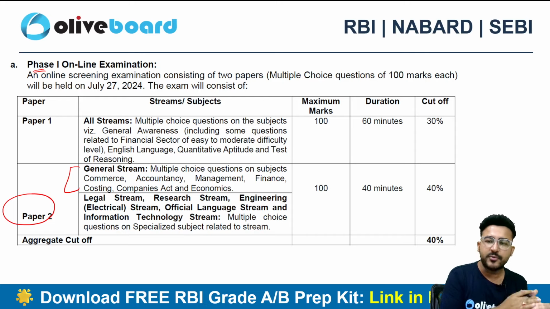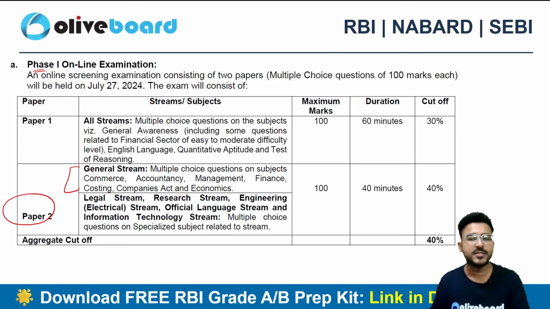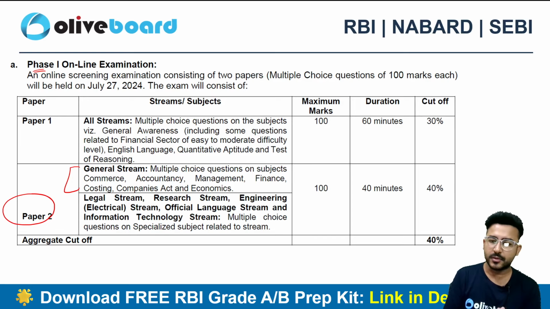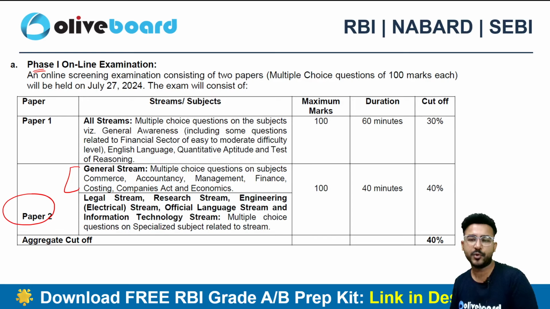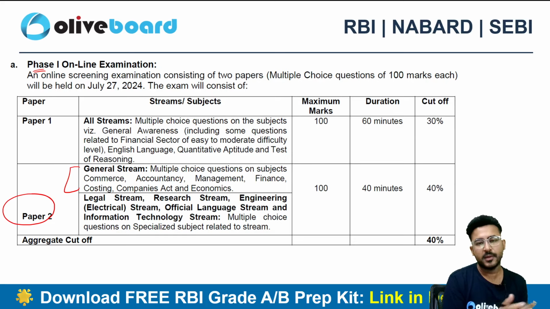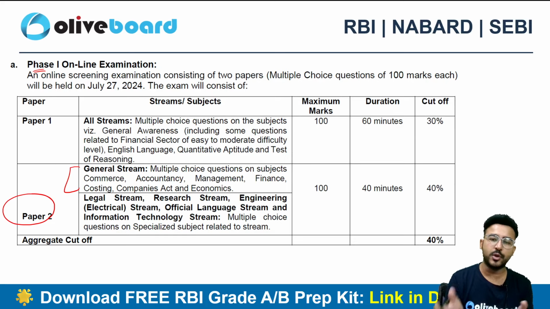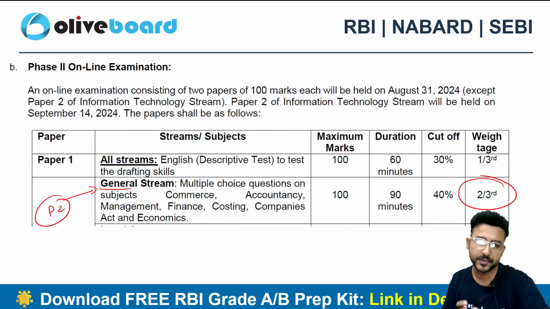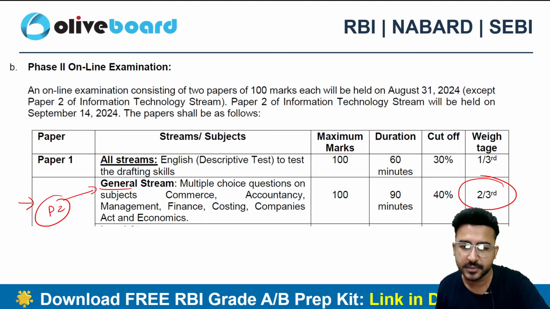So I won't advise you to allocate too much time to your paper 1. If you are confident that you are able to make it up to the cutoff, that will be fine. Then focus more on paper 2. That's my suggestion. But if you are weak in quant, or say for example reasoning, English, or general awareness, then definitely you need to allocate some time. Otherwise you can maximize your preparation time in paper 2, because that's what is going to help you clear this examination.